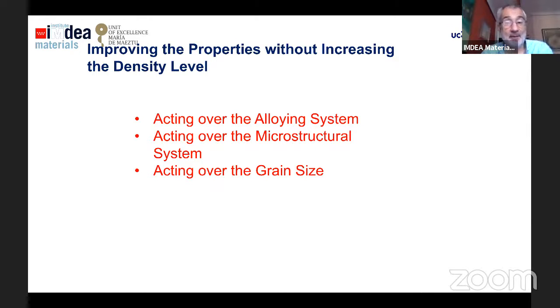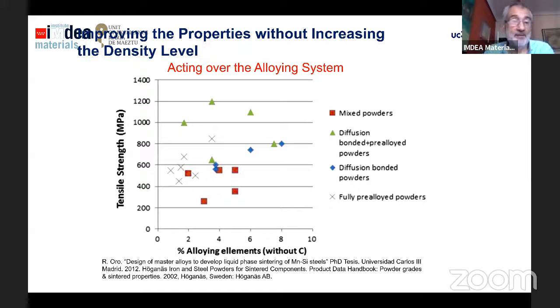We can act over the alloying system, we can act over the microstructural system, and we can act over the grain size. Here we have one example of the way in which we can improve the properties without increasing the density level. Yes, it's just acting on the alloying system. I mentioned in one of the previous lectures that we can fit the process with different kinds of treatment of the powders. We can use mixed powders, diffusion bonded plus pre-alloying powders, diffusion bonded powders, or even fully pre-alloyed powders.